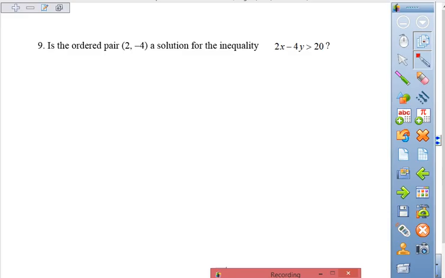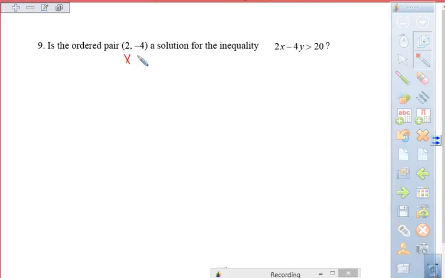Number 9. Is the ordered pair 2, negative 4 a solution for the inequality? So remember, on a coordinate, this is really our x value and this is our y value. So we're going to plug those in here and here. So we get 2 times 2, so we just use this value and we put it in here, minus 4 times negative 4. So we took this number and we plugged it in here. And we're just trying to see, is this inequality true?